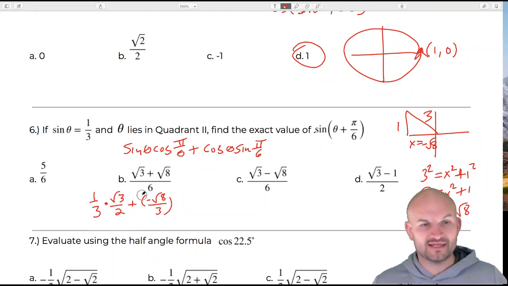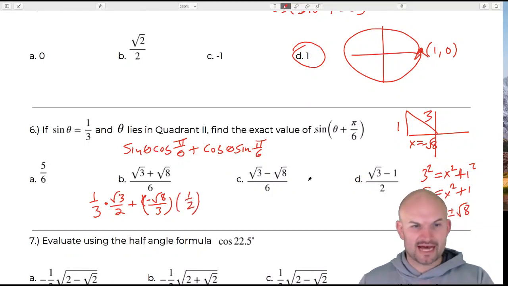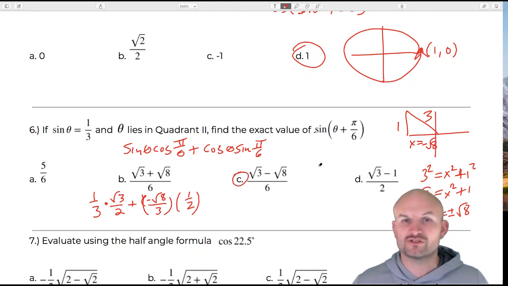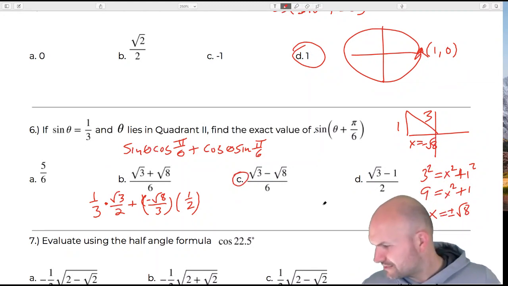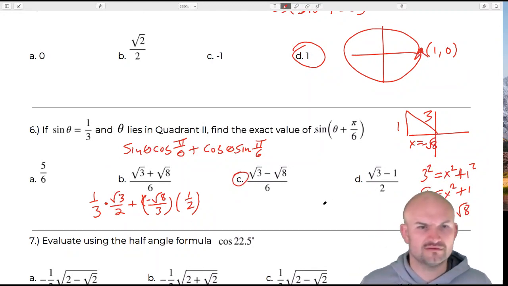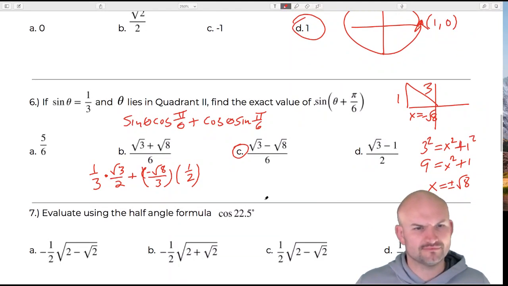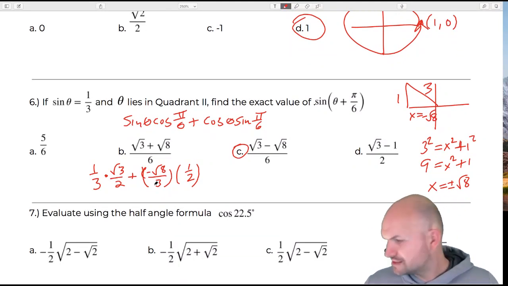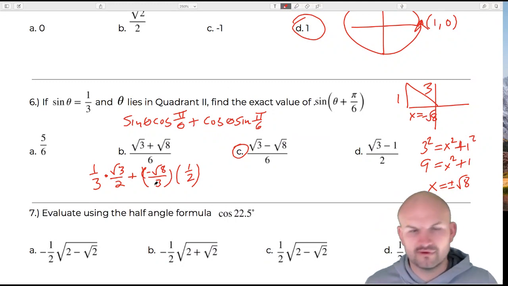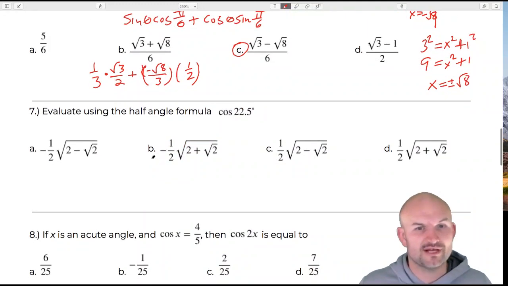And then remember that the sine of pi over 6 is 1/2. When you multiply those out, the common denominator is 6, and we'll have the square root of 3 minus the square root of 8. So you can see the answer is going to be C. I think I had that right. Oh, no, I messed that one up. That's a sine. Yeah, plus. Huh. I did that one wrong. I have to check my answers now.